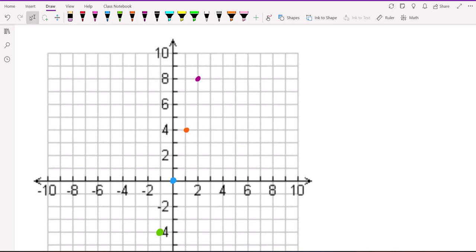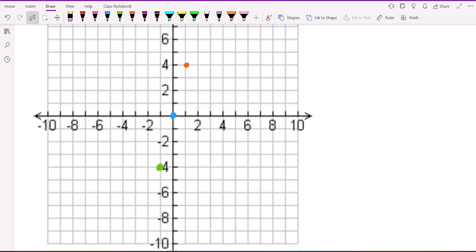So your graph should look like this, right? -1 and -4, 0, 0, 1 and 4, 2 and 8. All perfectly on a line, so grab your ruler and draw a line through there.